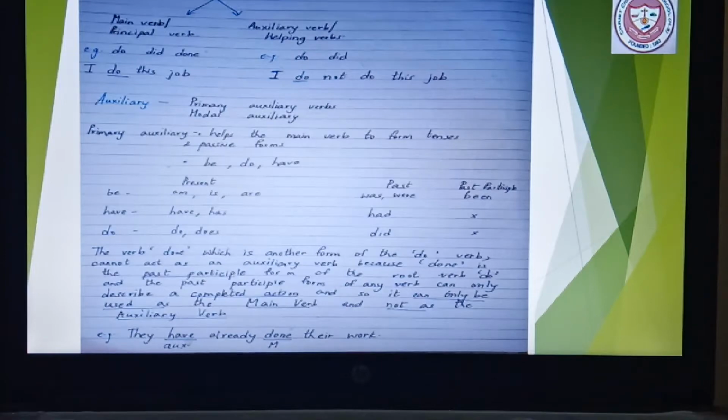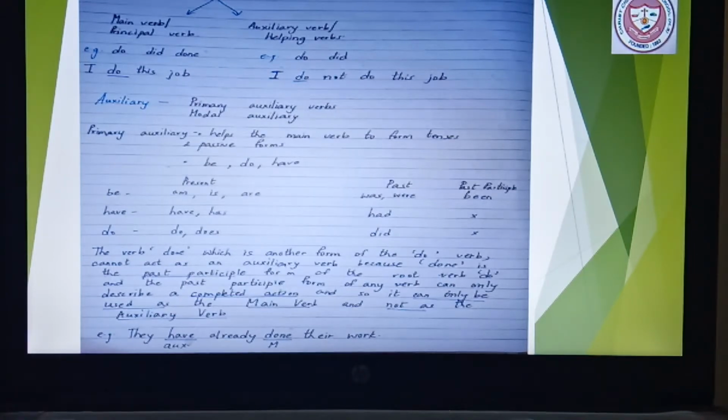We know that do, does, do, did, done. So why is done not used as a primary auxiliary here? Because the verb done, which is another form of do, we know that if they ask you how many forms of do there are, then you have to say done. But is it used as an auxiliary? No. Why? The verb done, which is another form of do, cannot act as an auxiliary.